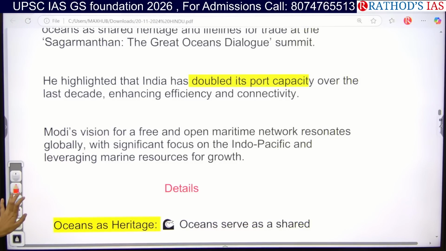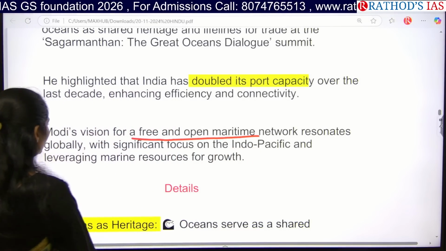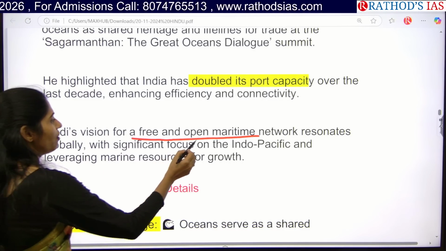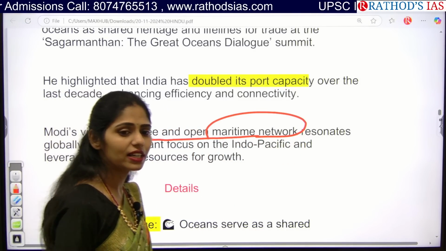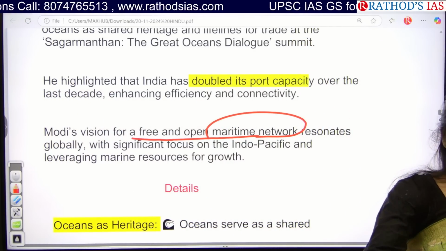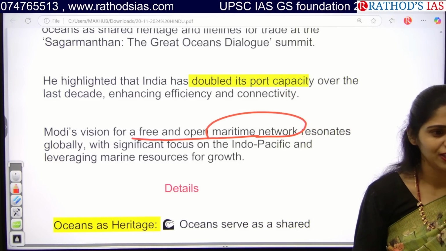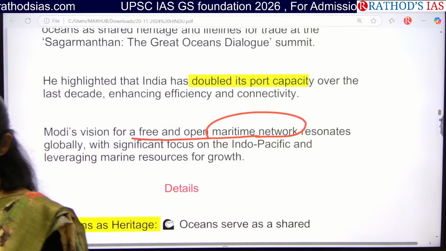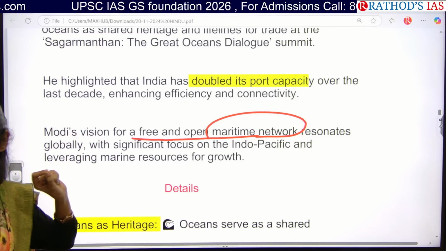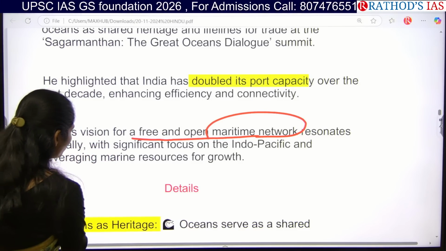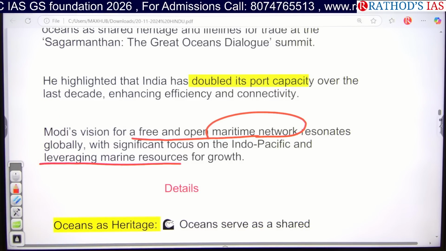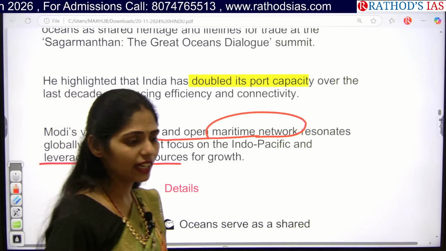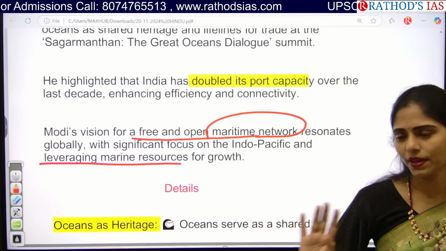And even our government has a vision of a free and open maritime network. Especially we have increased our focus on the Indo-Pacific region. Because of the increase in our maritime network, nowadays Western countries are looking towards India, right? Or else why would these countries look at India? If they are going to get any benefit, then only they will be involved. There is nothing free in this 21st century, everything is a give and take concept only. Because of our increased focus on this Indo-Pacific region, we are also leveraging marine resources for growth. European and Western countries are looking towards India and having good engagement with India, so that they can ensure their presence in the Indo-Pacific region.